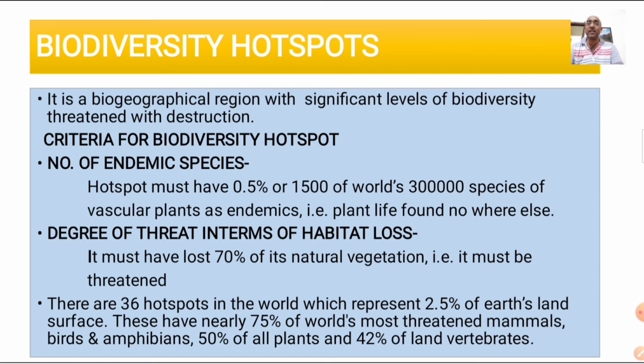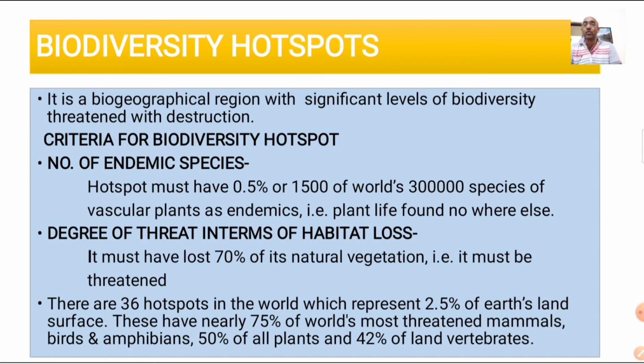Then the second criterion was the degree of threat in terms of habitat loss. That means that particular region must have lost around 70% of its natural vegetation. So that particular region or habitat is threatened. So these are the two criteria on the basis of which a biodiversity hotspot can be fixed.